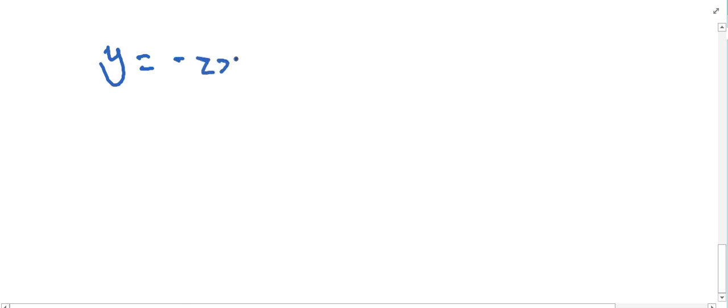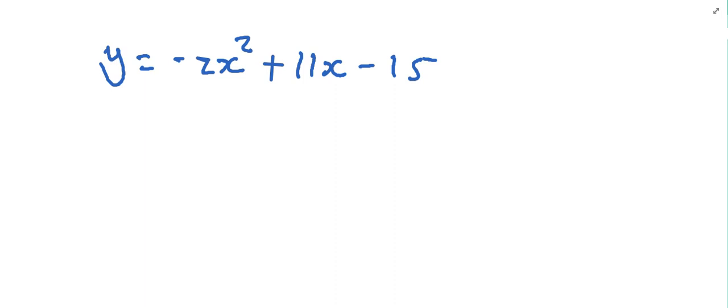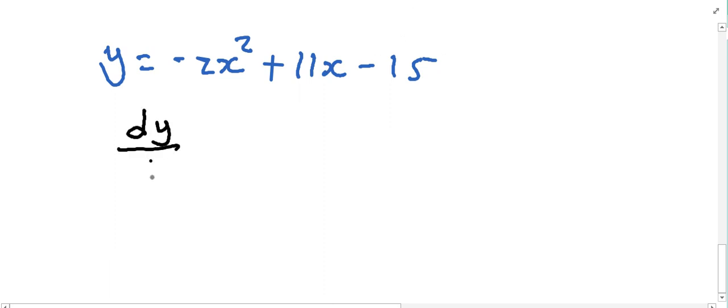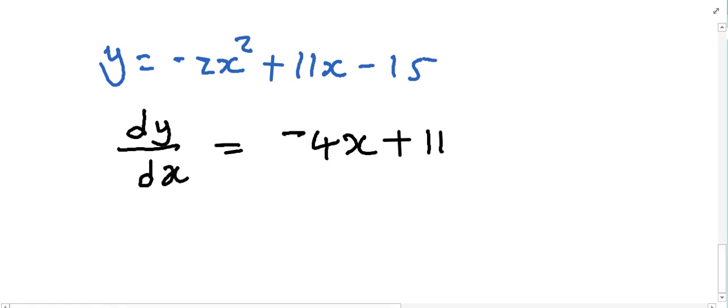So the main question is saying, find the maximum or minimum value. So we still have y is equal to negative 2x squared plus 11x minus 15. So let's look for the turning point. Because we are able to use the product sum factor, we can just easily use dy dx, which is the shortest of them all. So dy dx of that times that is going to be negative 4x, then that minus 1 is going to give us 1, and then plus 11.